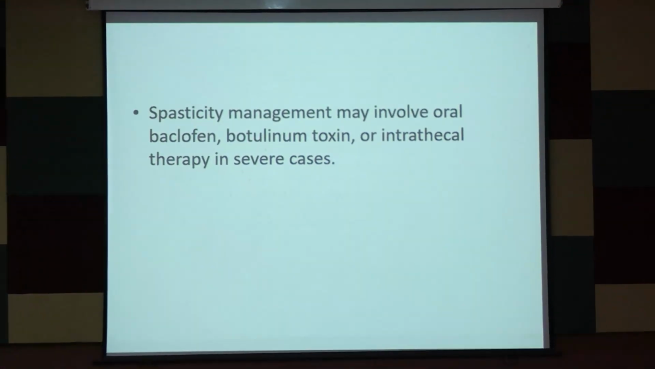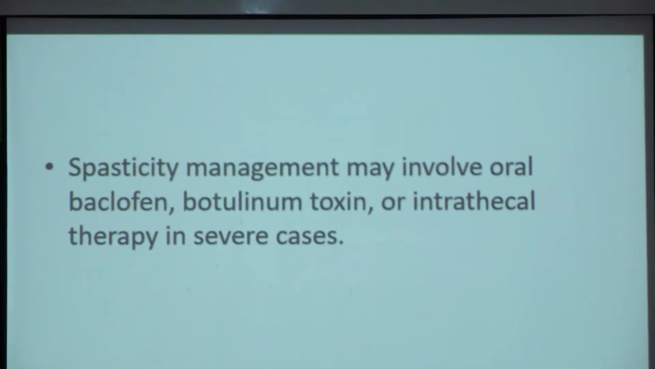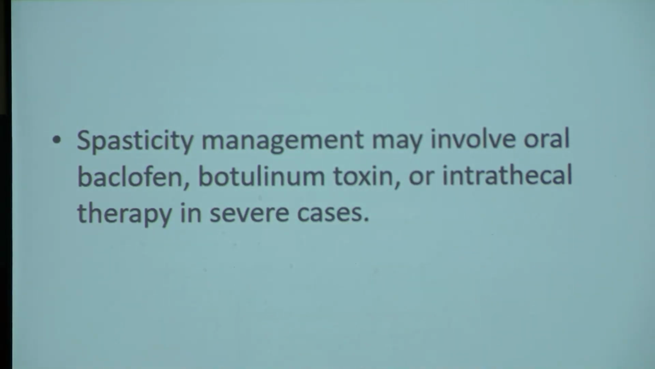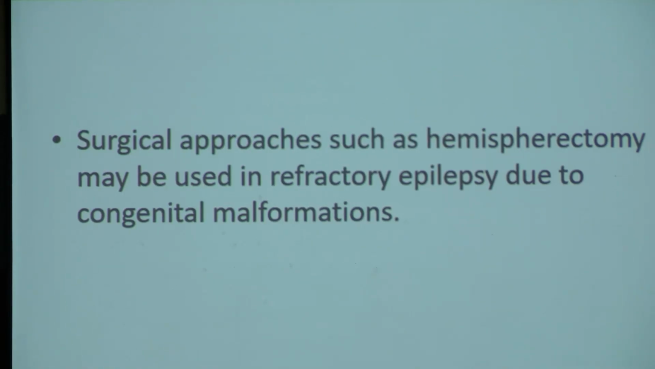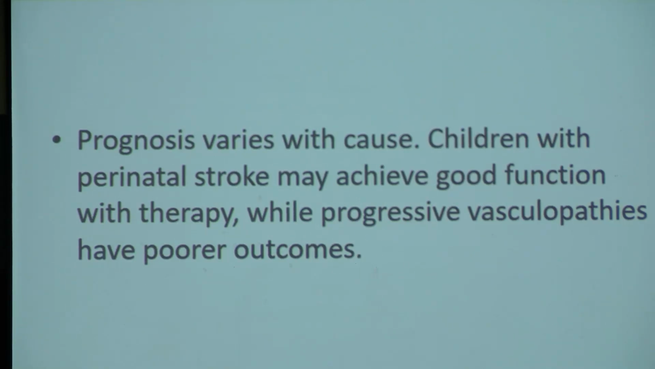Spasticity you can manage with baclofen, for muscle relaxation. You can give diazepam, but it is sedative, that's why it is avoided. You can also give botulinum toxin, but we usually do not use it. There is intrathecal therapy in severe cases, and posterior rhizotomy, where sensory nerves are cut. So these are not very important. Epilepsy surgery and hemispherectomy are not important to us in neurosurgical matters. Psychological support and parental counseling are essential for management.